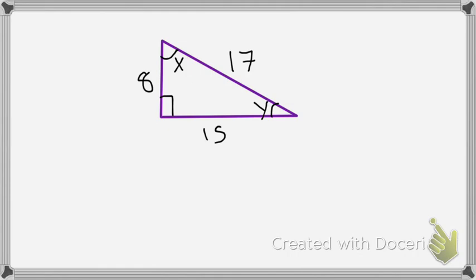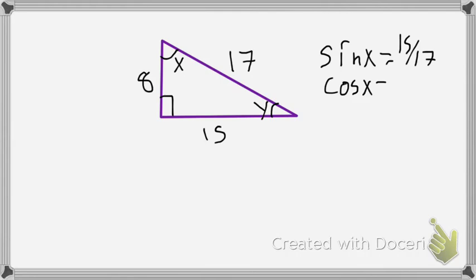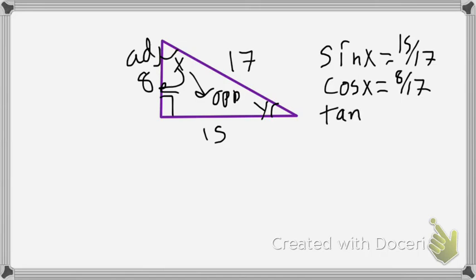Okay, so here we have a triangle, 8 by 15 by 17. I'm not sure whether that actually works, but we're going to pretend it does. And we have our x and y degrees. So if I wanted to say what is the sine of x, I'd go opposite, 15 over 17. Cosine of x, 8 over 17, because that's the adjacent. Tangent of x is 15 over 8.